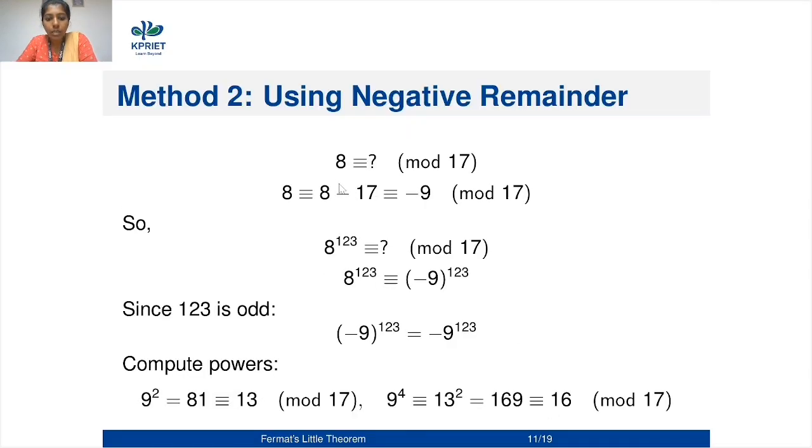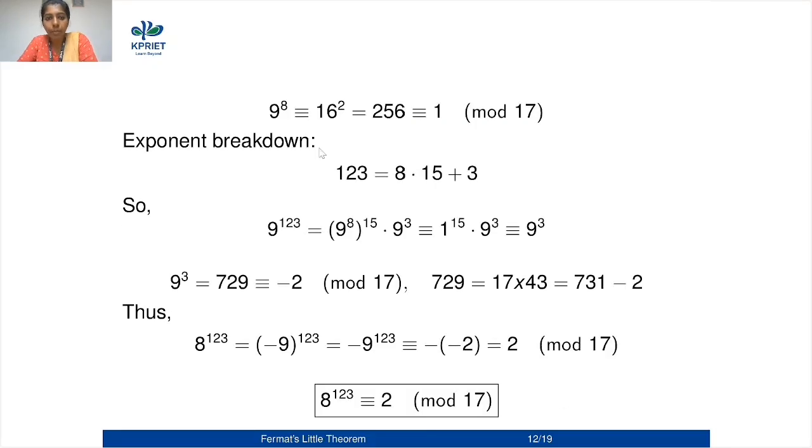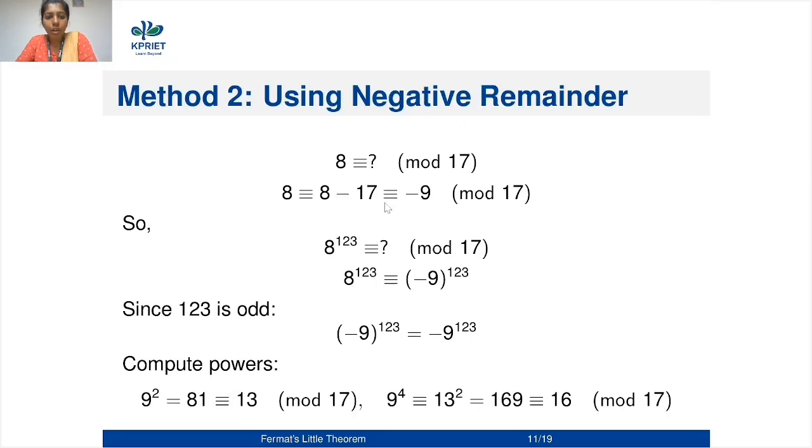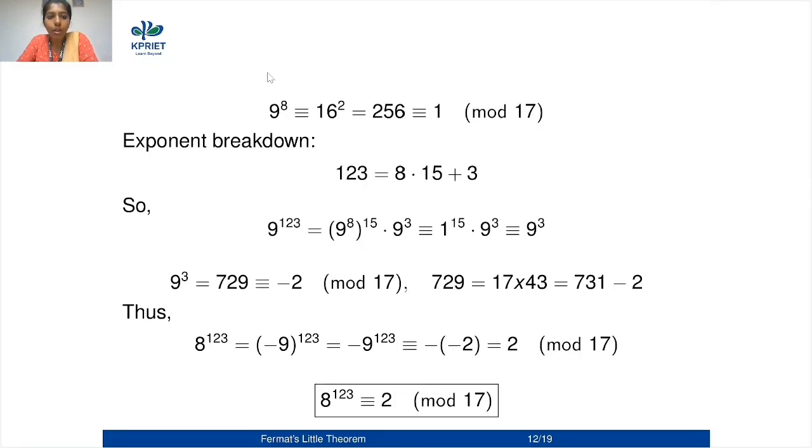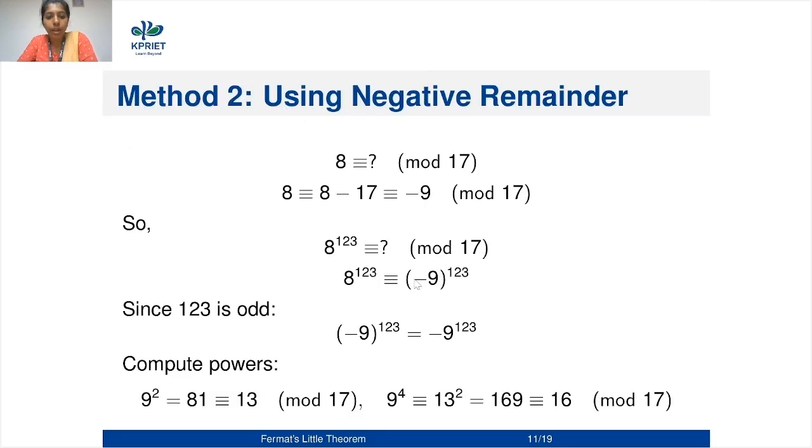And now let us square this expression for 9 power 8. If I consider 9 power 8, I have to square this 16. So 9 power 8 is congruent to 16 square, which is equal to 256. When this number is divided by 17, the remainder I get is 1. So far I have found a remainder for 9 power 8. But I want to reach till 123.